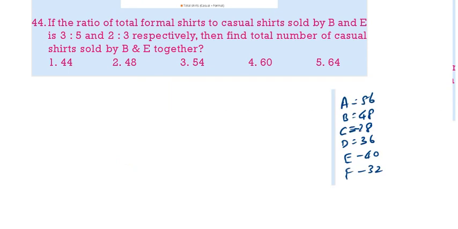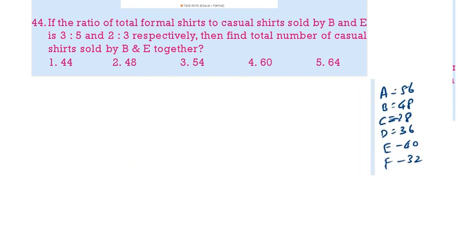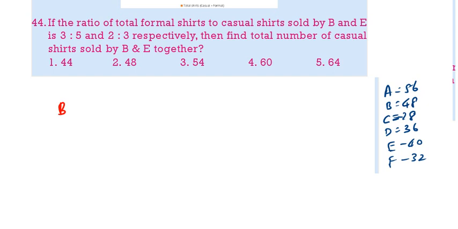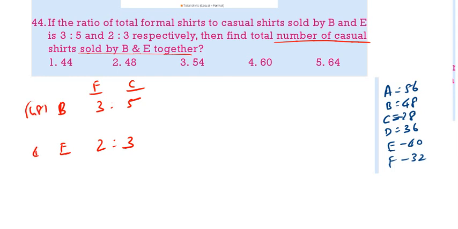If the ratio of formal and casual for B is 3:5, and for E it is 2:3, then find casual of B and E. First of all, B total is 48. E total is 40. Now we want casual. So 5 plus 3 is 8. 48 by 8 is 6. So casual is 5 into 6, 30.